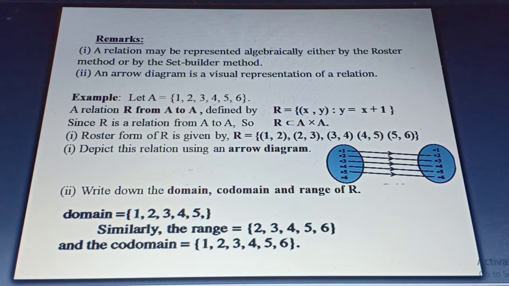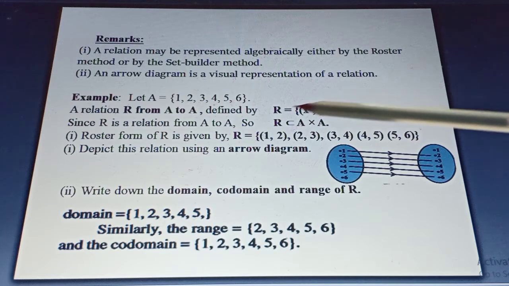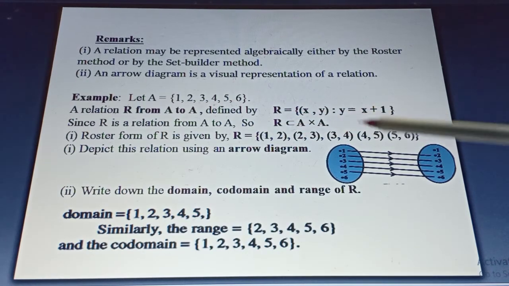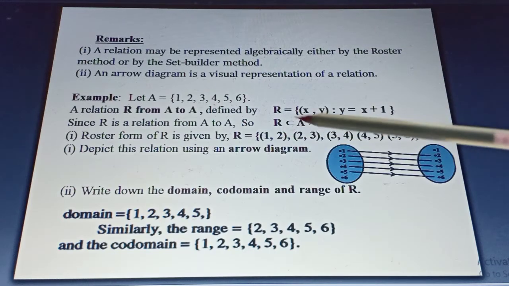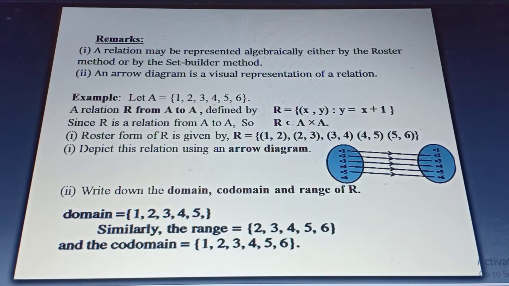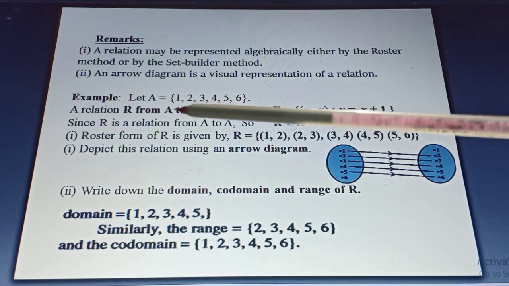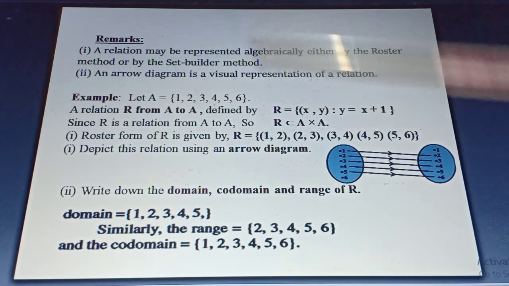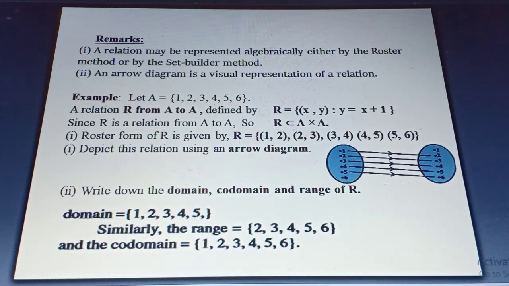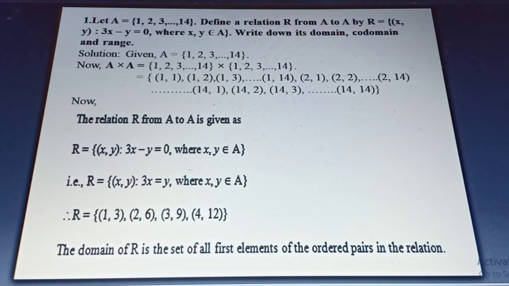Now students, what is the domain, codomain and range of this relation R? So domain, as I have told, the first element is called domain. So 1, 2, 3, 4, 5 is the domain. And range is the second element, 2, 3, 4, 5, 6. And codomain is the set A to A, the second set is the codomain. So 1, 2, 3, 4, 5, 6. So students, I hope all of you understood this question.